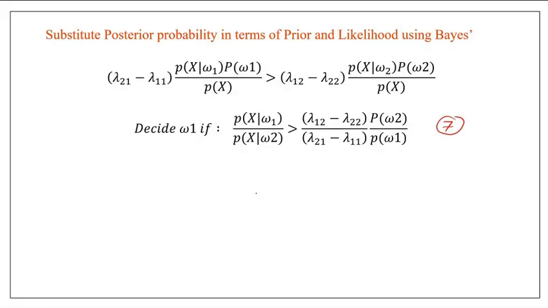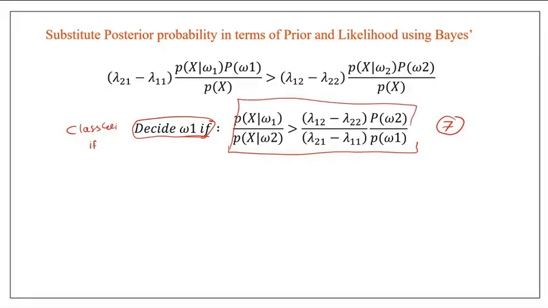Now what is this equation 7? You see carefully, this is a decision in favor of omega 1. You remember this. You are taking a decision in favor of class omega 1 if this condition holds. If this condition holds, you will take decision omega 1. Otherwise, what is your decision? Otherwise you will go to omega 2.